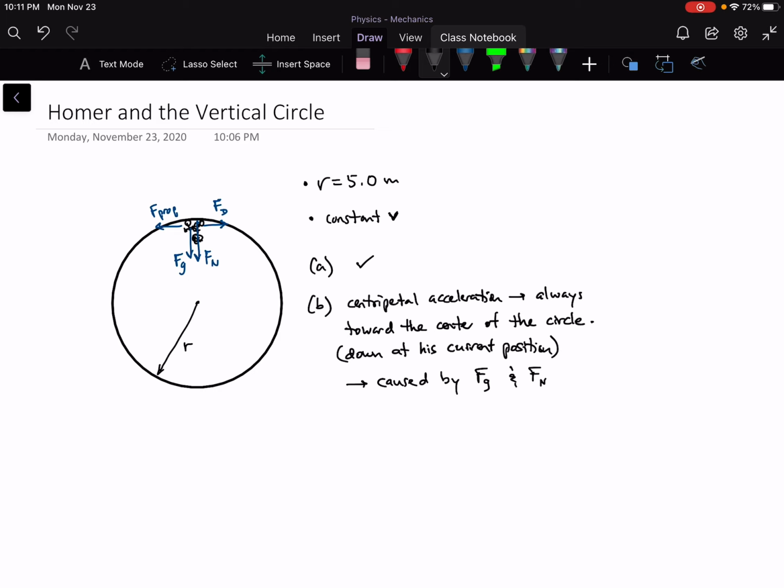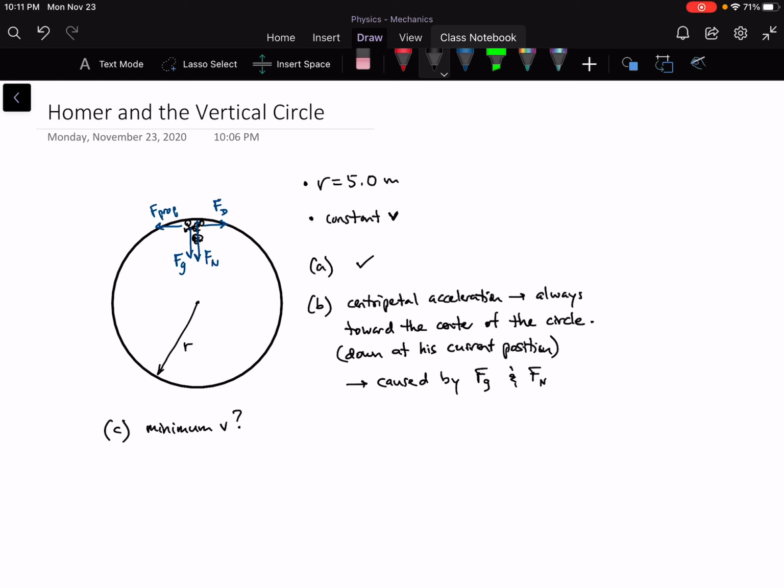Done. Okay, for C, what is the minimum speed he could be going and still make it all the way around the loop without falling off? Okay, so this is the tricky part of the question. Hopefully A and B were easy peasy, if you were solid on your circular motion. Okay, so what's the minimum v?